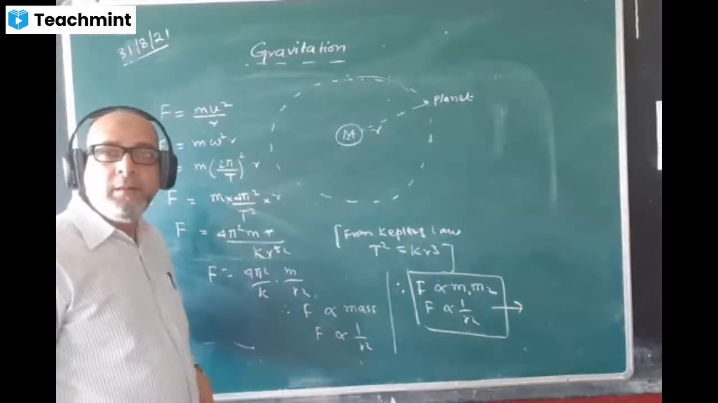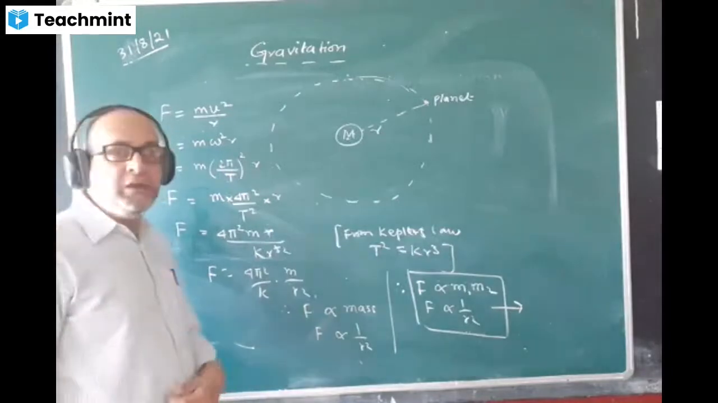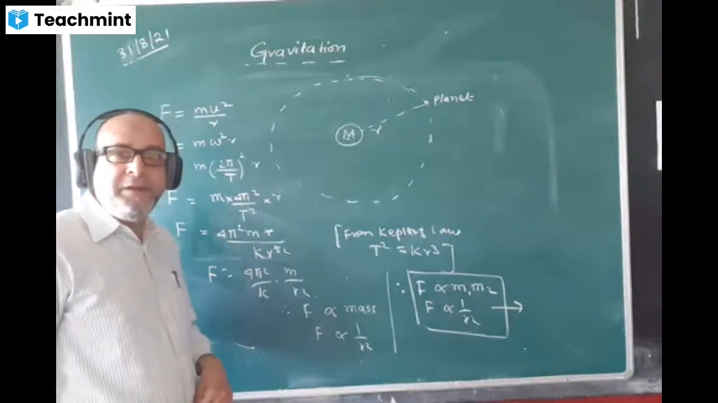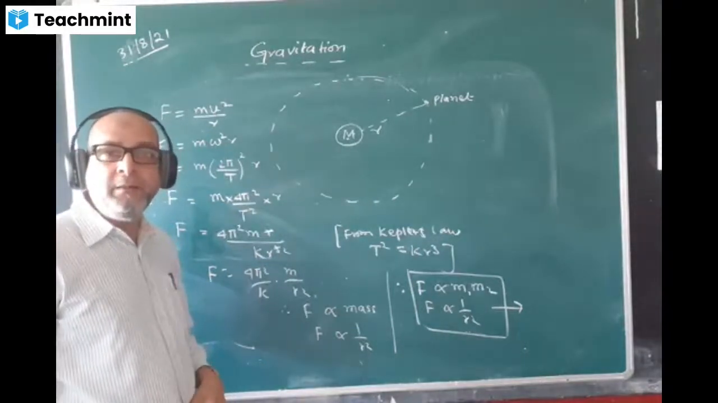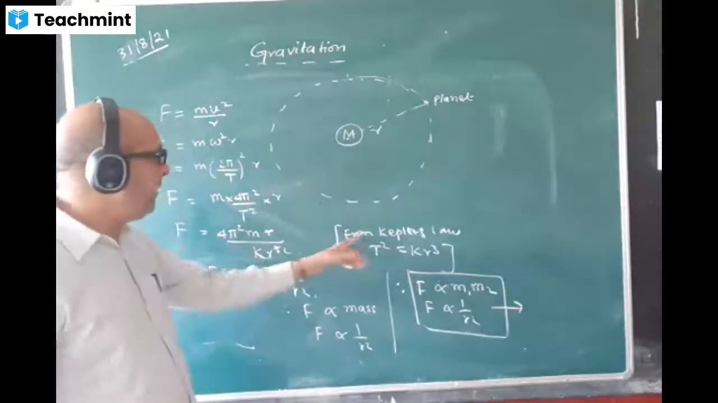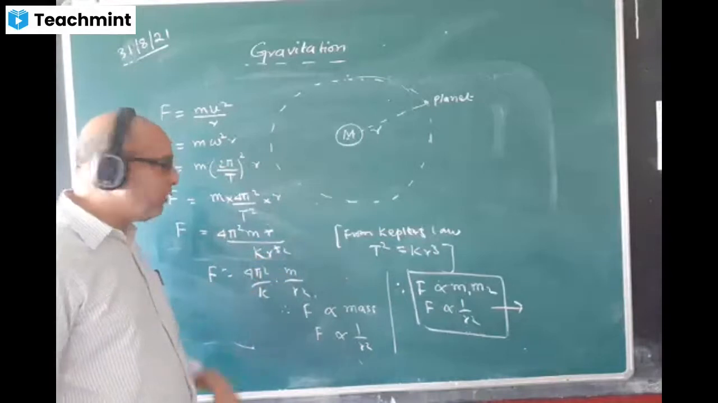Please copy. Your question may come: derive Newton's law of gravitation from Kepler's law of planetary motion, or from Kepler's law obtain Newton's law of gravitation. We'll do this. Here we are using Kepler's law, T square proportional to K r cube, and we put T square as K r cube.